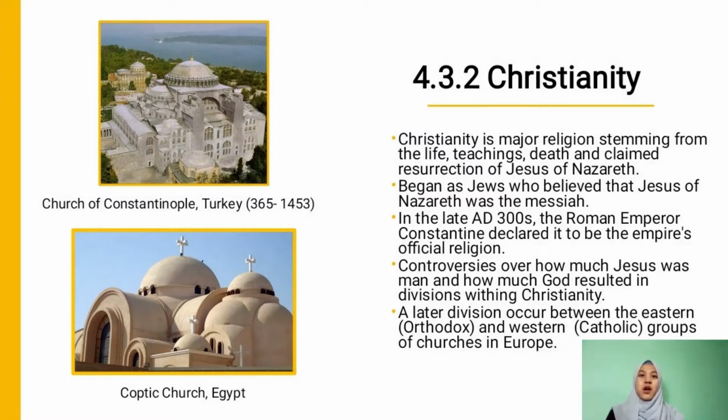Controversies over how much Jesus was man and how much God resulted in divisions within Christianity. Later divisions occur between the Easterns, which is Orthodox, and the Westerns, which is Catholic, group of church in Europe. The picture on your left shows you the Coptic church in Egypt and the church in Turkey.